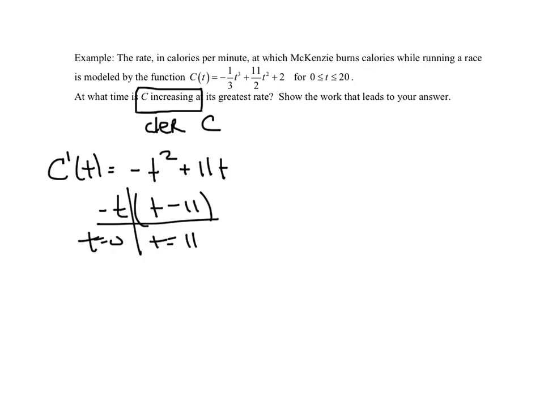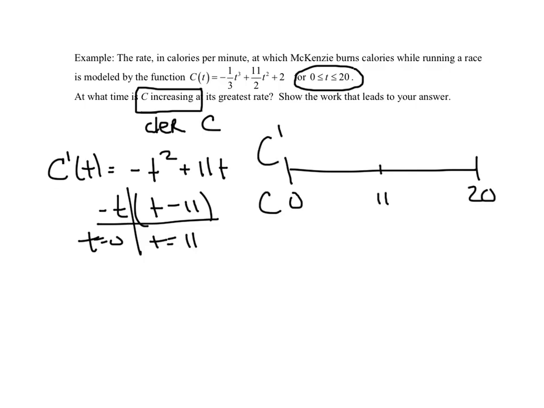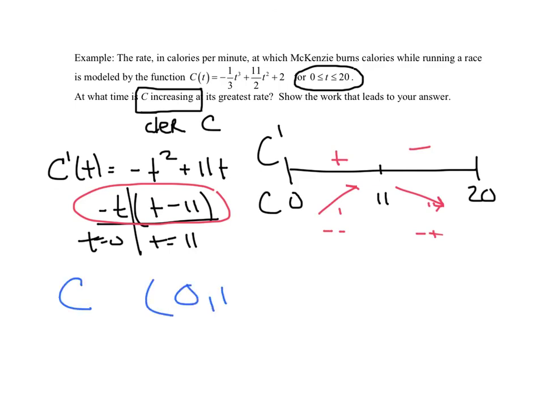All right, now, notice that there are endpoints there. All right, so I've got 0 to 20. I've got an 11. I've got my C prime, C. I'm going to test a 1 and a 12, plug them into the derivative. So when I plug a 1 in, I get a negative times a negative is a positive. When I plug a 12 in, I get a negative times a positive is a negative, which tells me I'm increasing and then decreasing. So basically what I've discovered is that C is increasing on the interval 0 to 11.